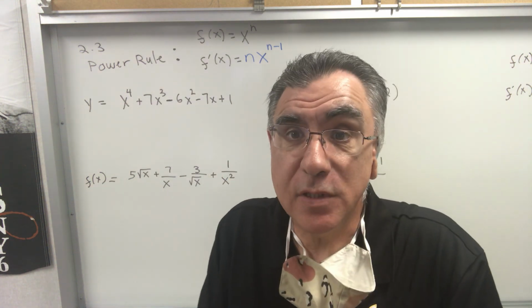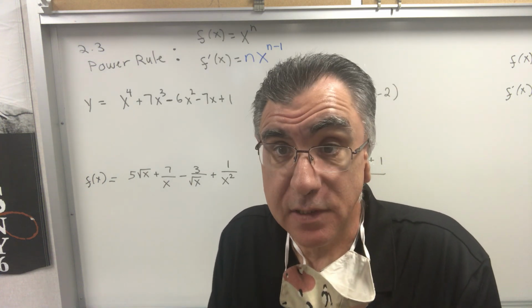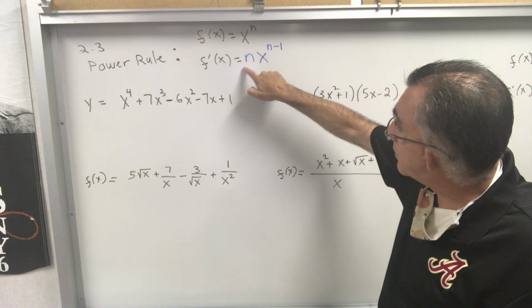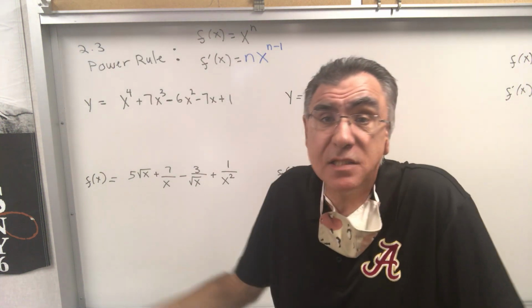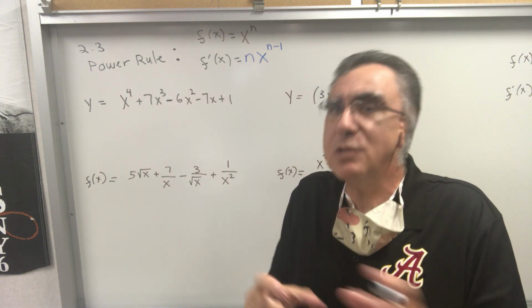You bring the power down. In other words, don't make up your own rules just because it looks weird. Always do the same thing every time on this, okay? If the variable is there and there's a number there, the rule is to bring the power down and reduce it by 1. And you might think, oh, that's so super simple. And it is, okay? It's not hard, but you'll see.